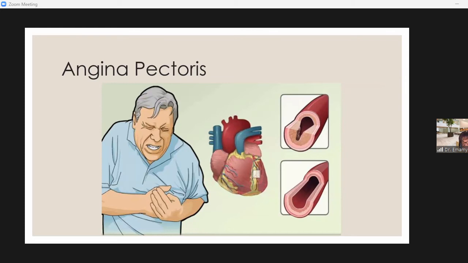Anti-anginal medication. What is angina pectoris? Angina pectoris is chest pain because of the tightness in coronary arteries. So these are the coronary arteries that give oxygen and nutrient to heart muscles, myocardium. If a patient has deposition of cholesterol inside of the coronary arteries, this coronary artery would be tighter and tighter. So there is not enough blood circulation for the heart muscle.